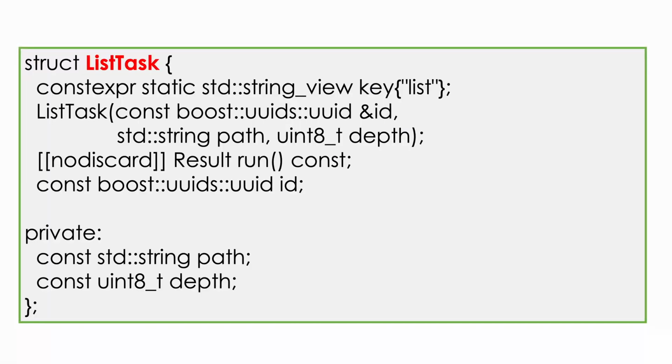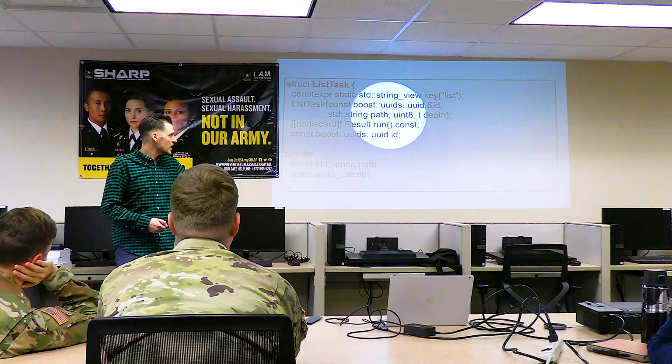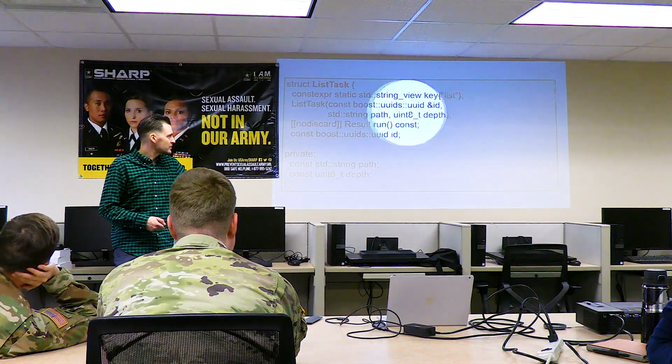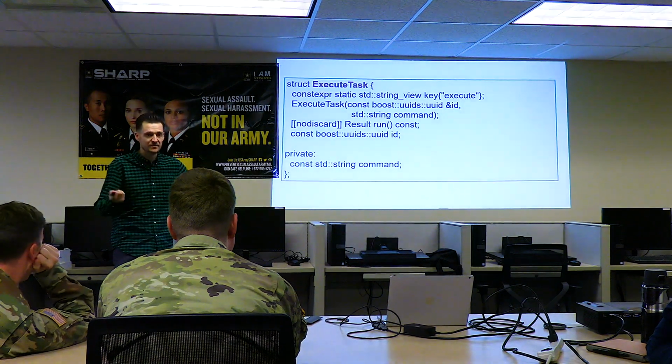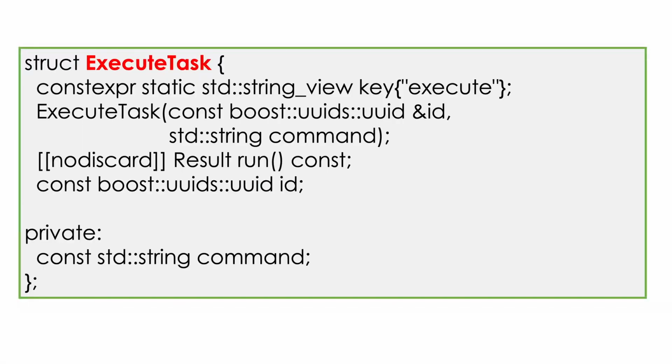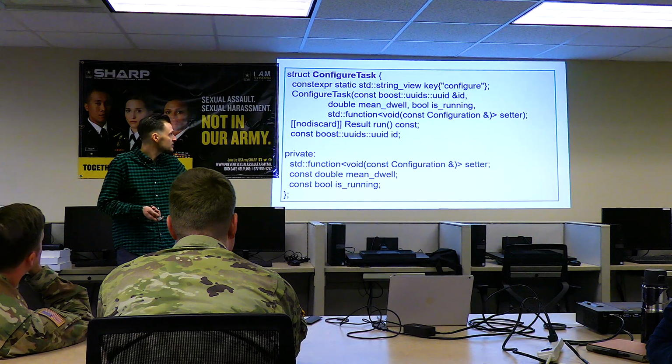Here we've got the recursive directory list. Here we take in a depth, right? Execute task has a command instead of a path, that kind of stuff. But notice that the run and ID don't change, right? That's the interface for this variant.